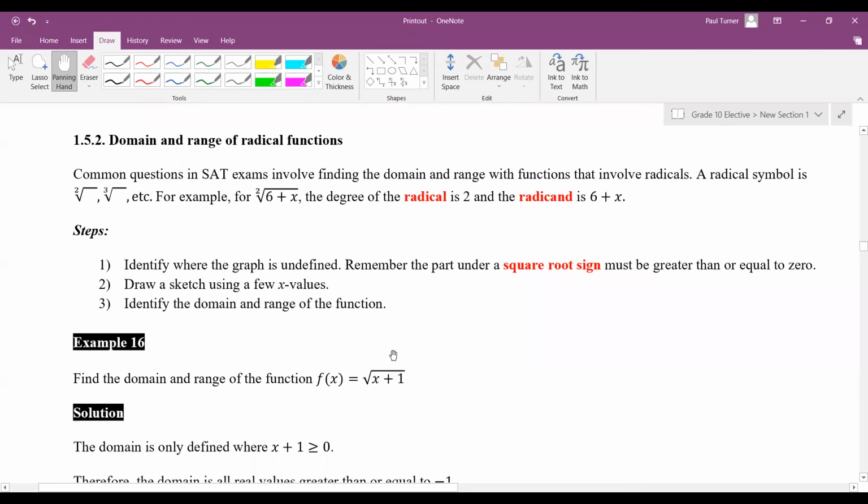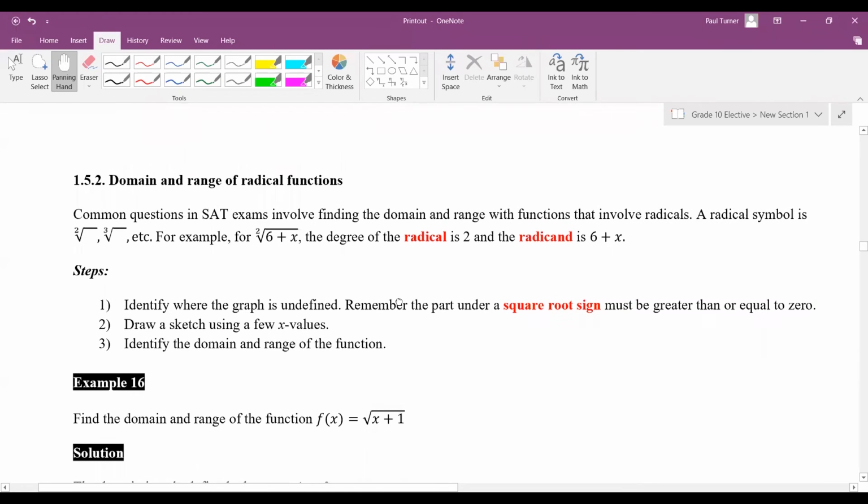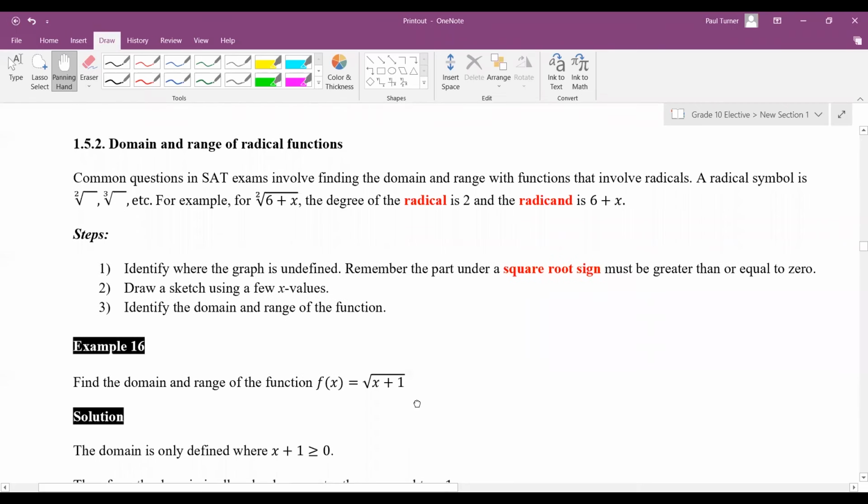What's the time? 12:04. Just wondering if I should explain this one.